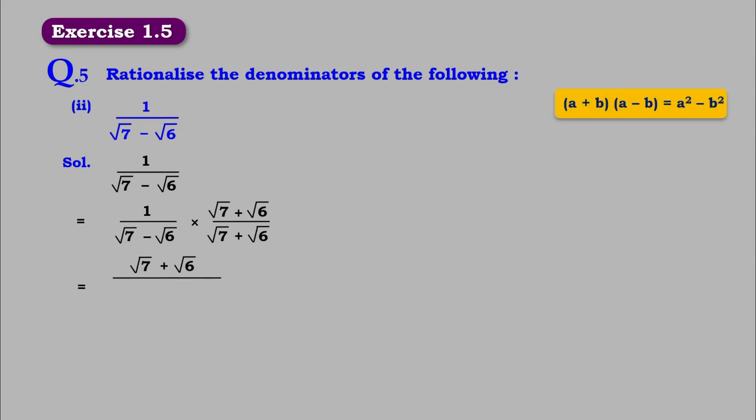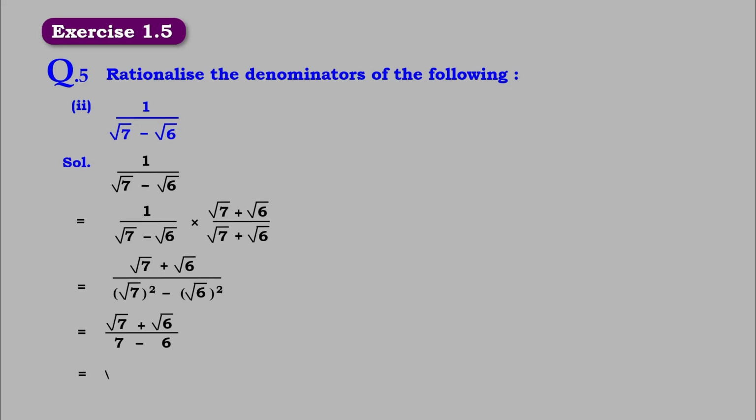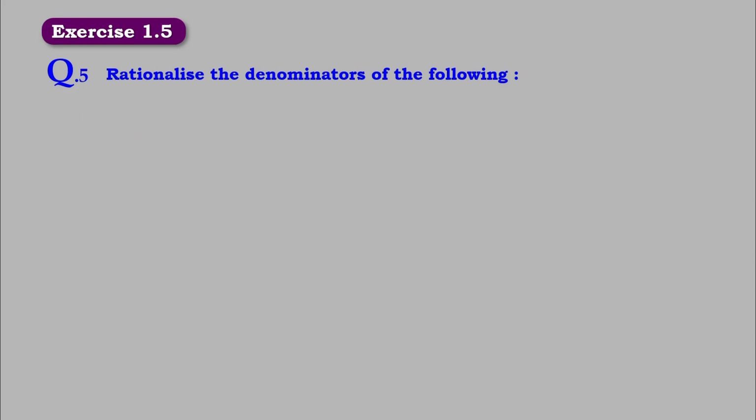So now we are going to apply the identity (a plus b) into (a minus b) equal to a square minus b square in the denominator. So which becomes root 7 plus root 6 by 7 minus 6. So that means root 7 plus root 6. This is the rationalized form.